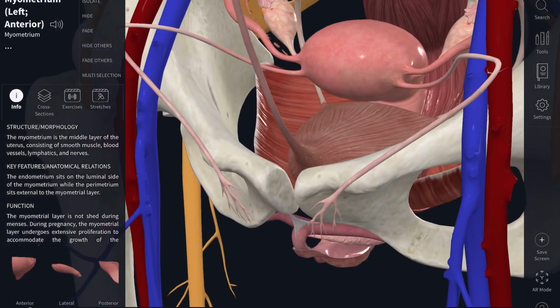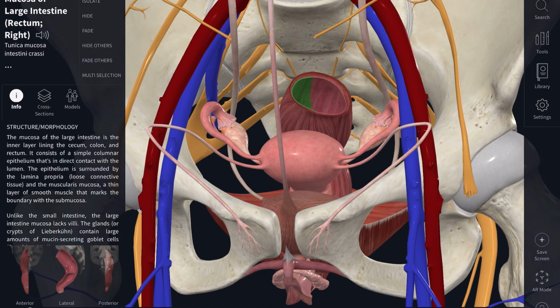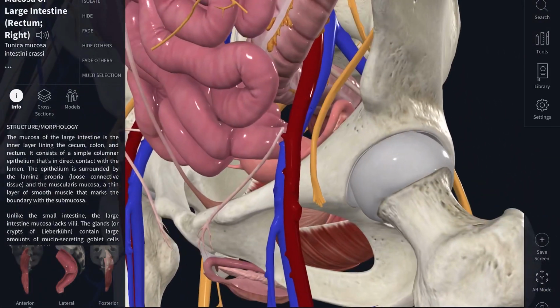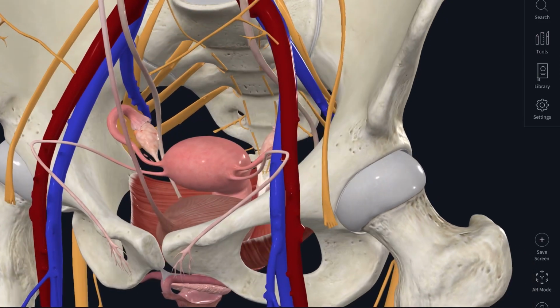And looking at it from this specific angle shows that it's actually angled towards the front, which I'll be explaining soon. Posterior to it is your large intestine, specifically the rectum, which is part of the digestive system, which I just added into the model here. And removing the digestive system helps you appreciate that angle that the uterus is forming.